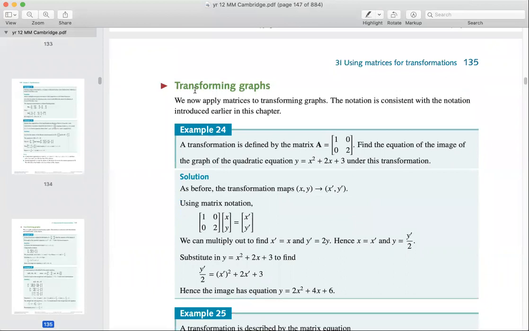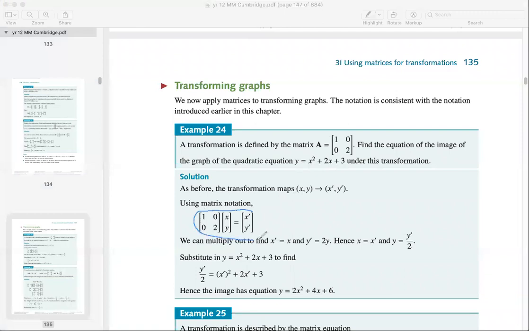And again, we can use a matrix to do the transformation of graphs. Essentially, it's just like finding this. This is actually what we want. Once we have this relation, which is a coordinate method we had before, we plug back into our original equation, then we can get our new transformed equation. So that's pretty much about it.